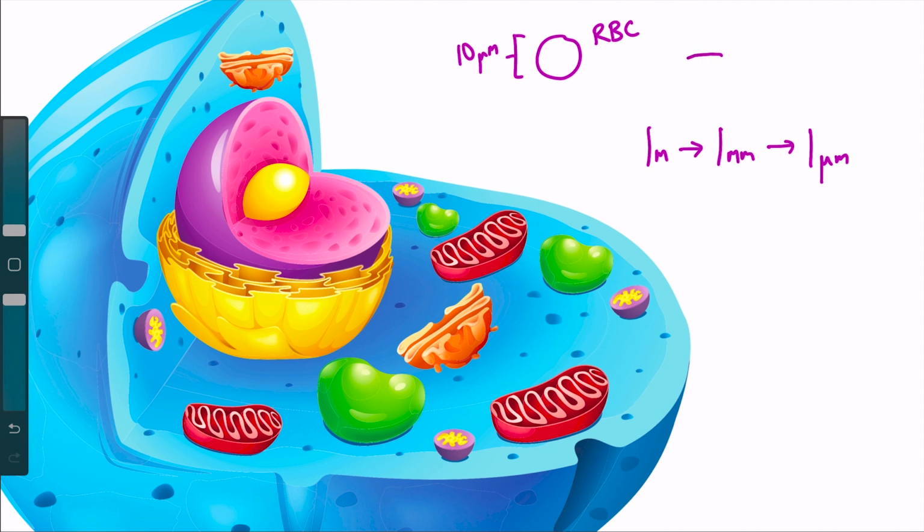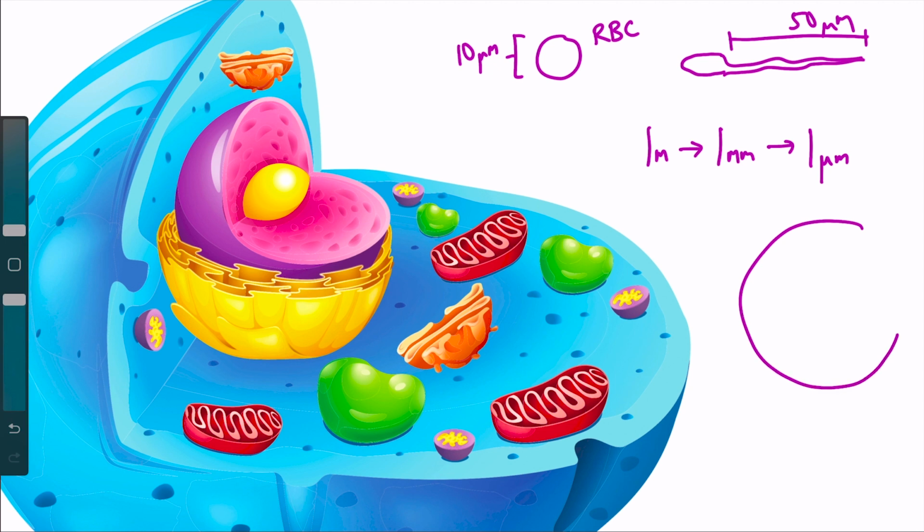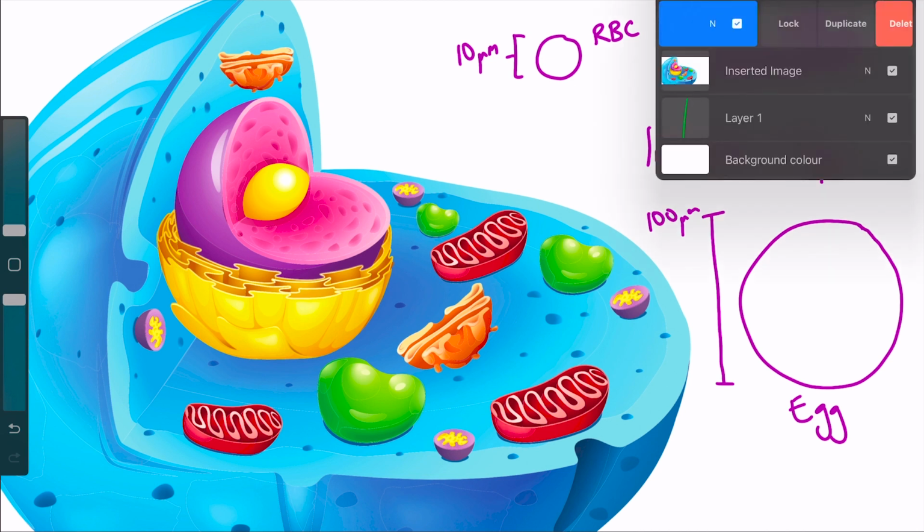So tiny. You can have a sperm cell, which isn't too much bigger. The head of a sperm cell is actually smaller than the red blood cell, but the tail can be about 50 micrometers. And then you've got really big cells like an ovum, which is the egg cell, and this is a lot bigger. So this is around about 100 micrometers in size. And you can even have some cells lengthwise like neurons, and they can be 1 meter in length. So cells come in all different shapes and sizes is the point I'm trying to get across.